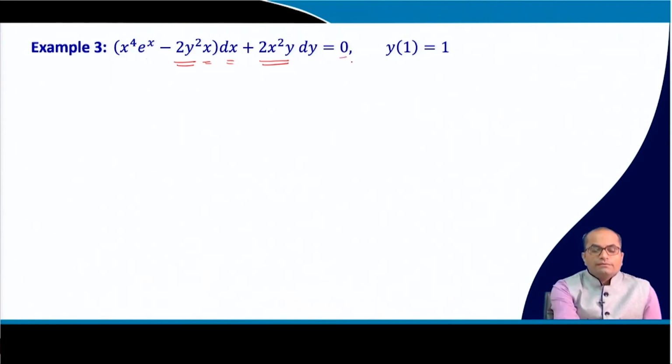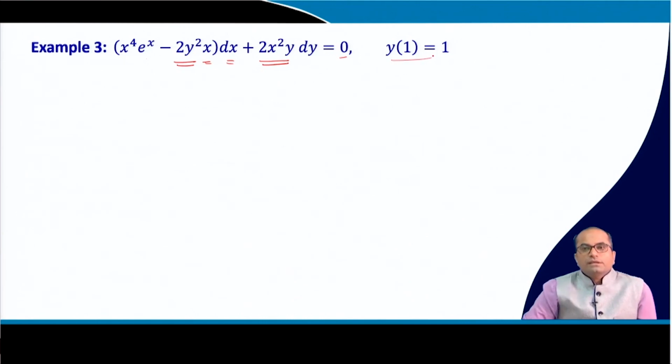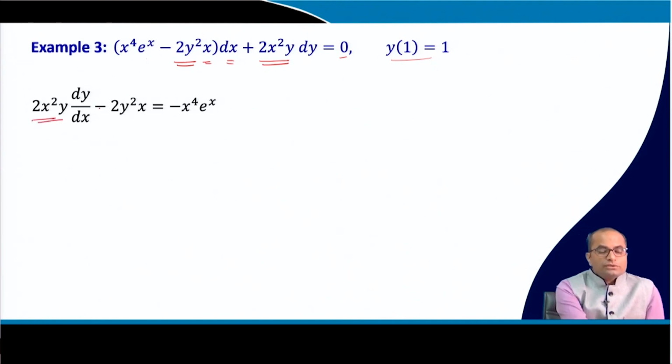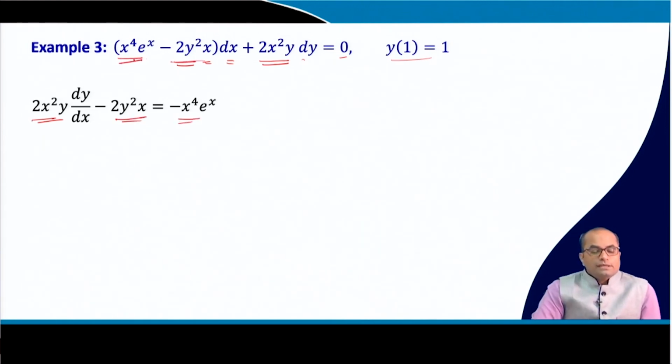2x²y dy = 0. There is an initial condition given here: y(1) is given as 1. So, this is 2x² dy/dx, and this minus 2y²x, the right hand side is everything of x, this minus x⁴eˣ.